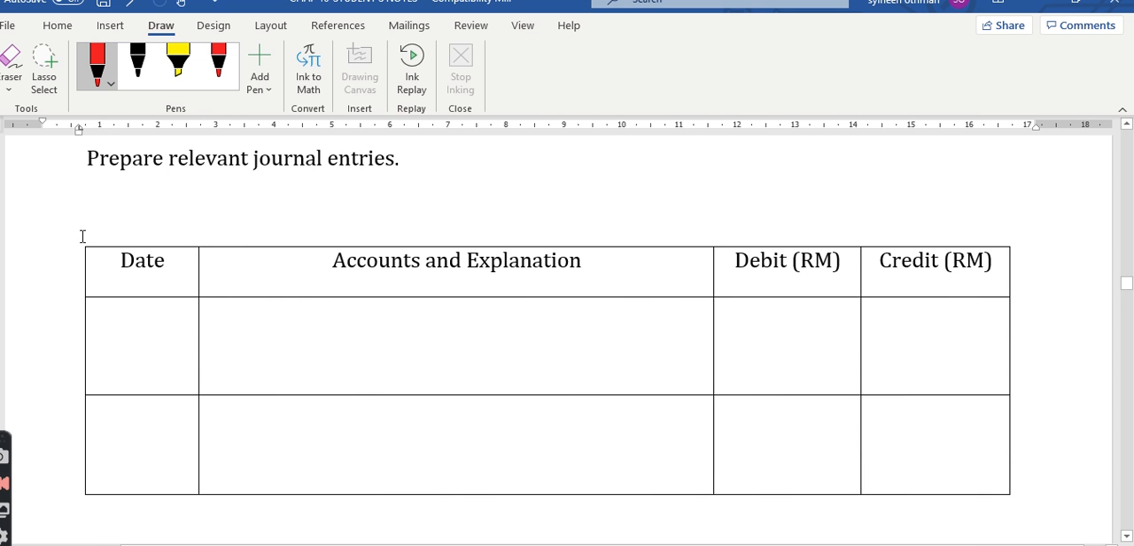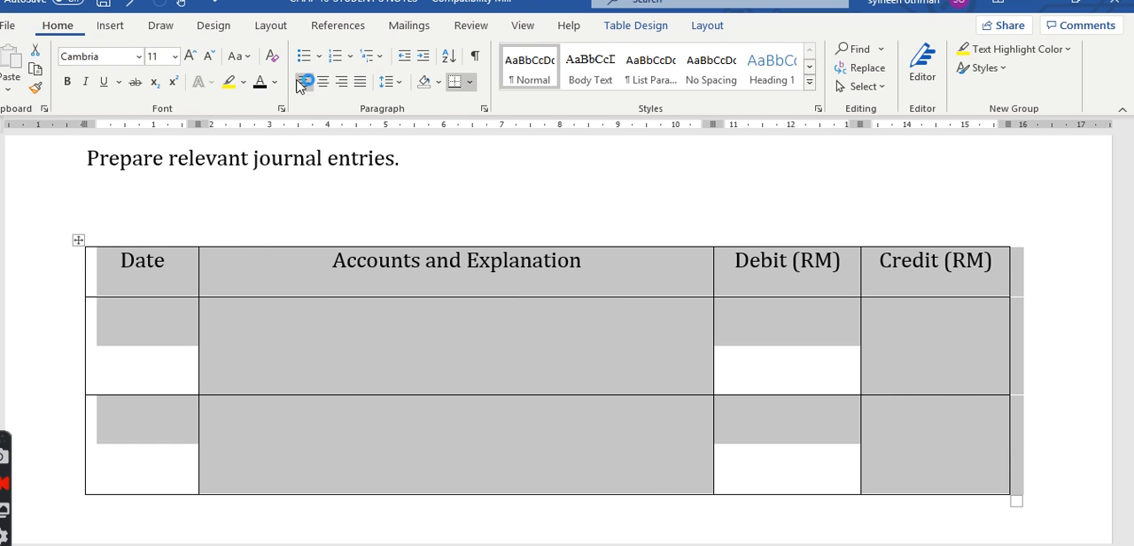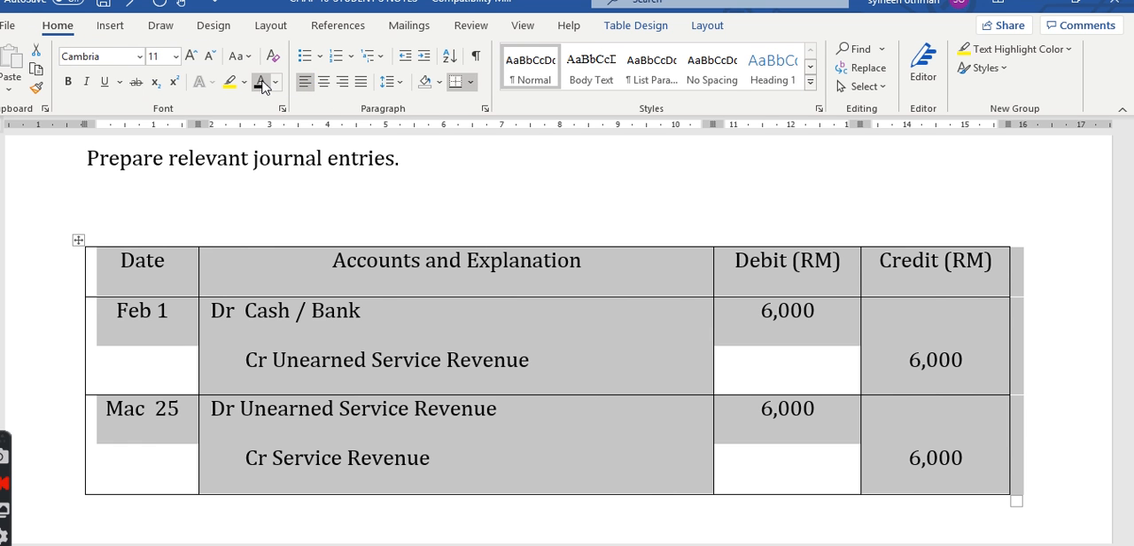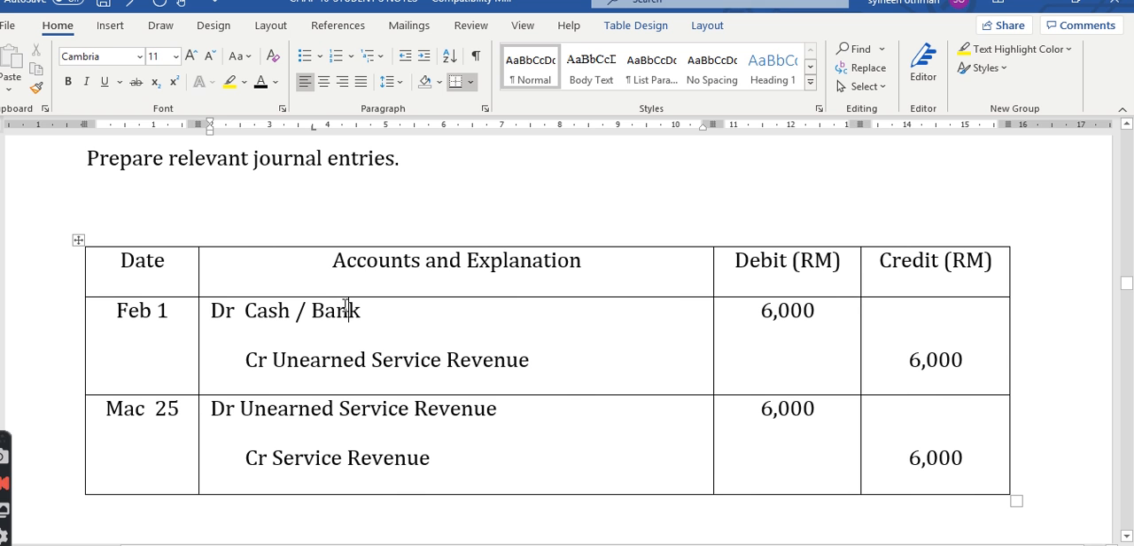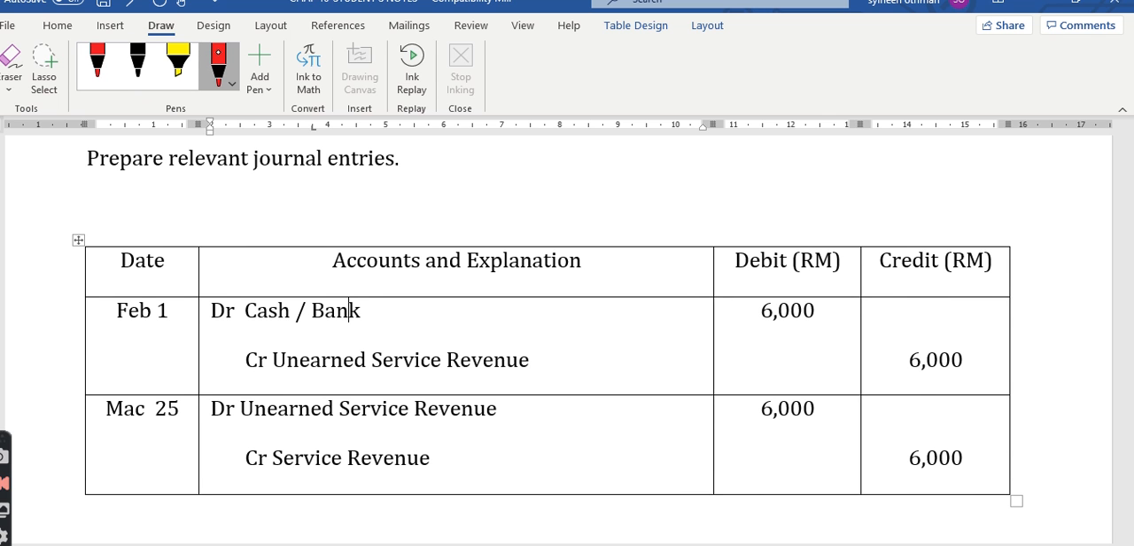So my set of journals will be: on the 1st of February, I will debit either cash or bank. Since I haven't delivered the service, the amount will be credited into unearned service revenue. And since the service has been delivered on the 25th of March, we will reverse the journal entry. We already delivered the service, so only then can we recognize the amount as service revenue.